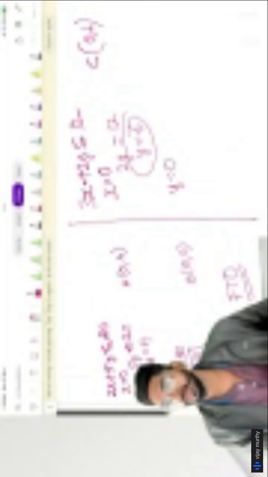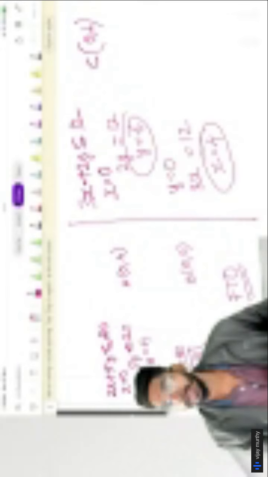What is the second equation given? 3x plus 2y less than or equal to 12. In the same way, if I substitute x as 0, what is the value of y? 2y is equal to 12, y is equal to 6. The next point is 0 comma 6. Now substitute y is equal to 0: 3x is equal to 12, x is equal to 4. So here the point is 4 comma 0.